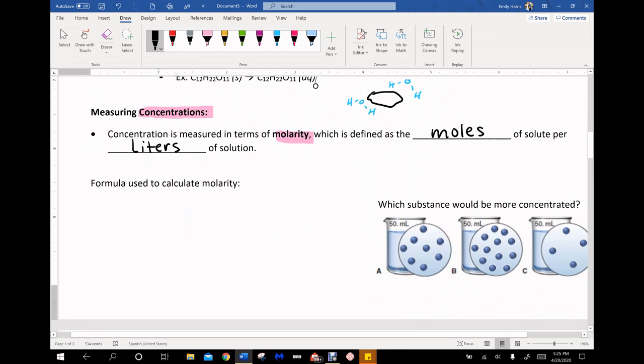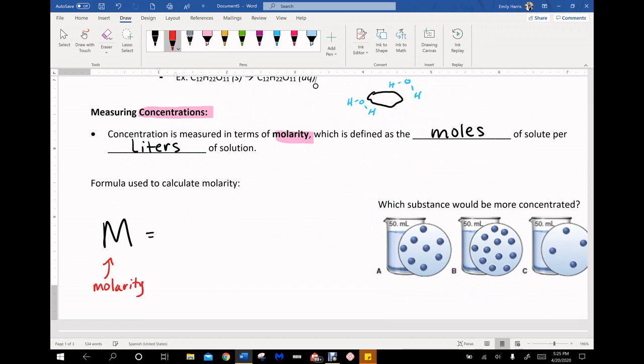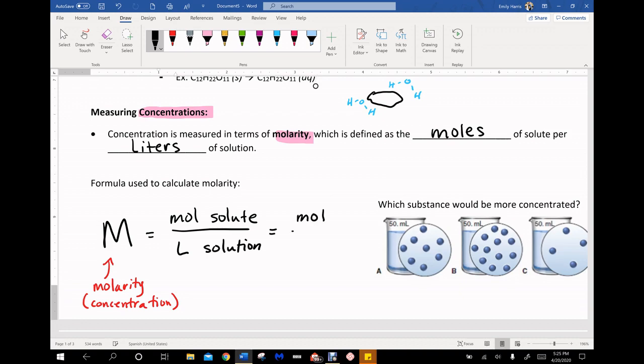When we place that together in a formula, we have a big M, which stands for molarity. In other words, this is just the concentration. And the formula is going to be moles of solute per liters of solution, or sometimes you'll see the formula condensed to just moles over liters.